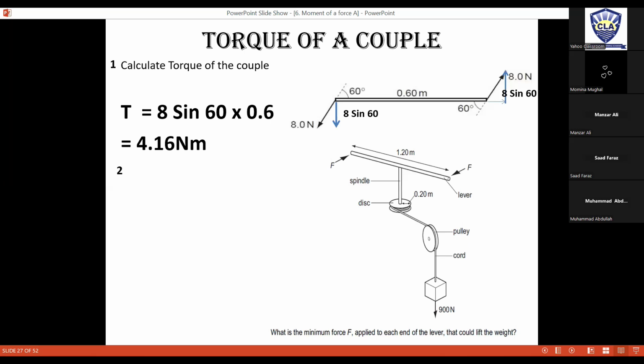Again, we have a torque of a couple. Two forces F are acting here with a distance of 1.2 meters and that is being used to stop the turning of the disc. The disc is being pulled by a force of 900 newtons. So this will create a torque 900 into 0.2.